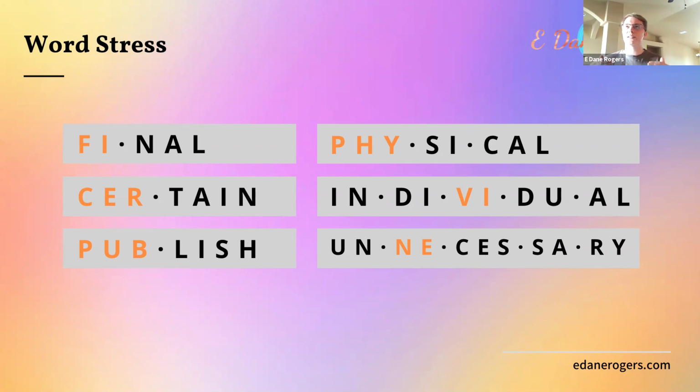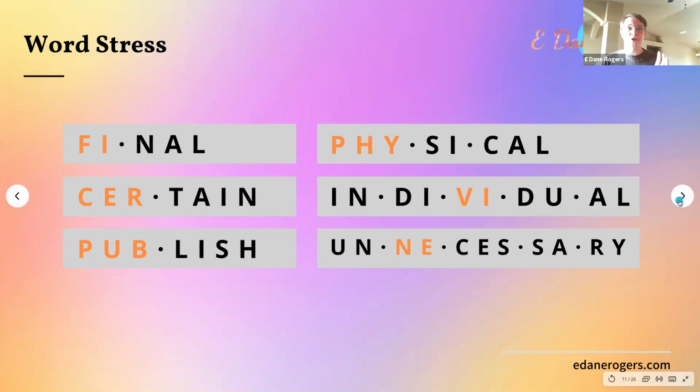If we look at physical, that fi has its I sound, but the z, kul, that I and the A almost have the same sound. It's just this flat sound. So final, that A sound goes to a neutral sound. Final. Certain, publish, physical, individual, unnecessary. So we want to look at these syllables as the stressed syllable, but know that that comes with dropping the strong sound from the others as well.